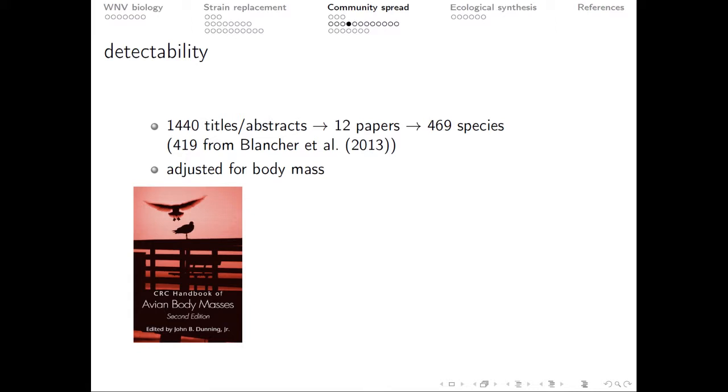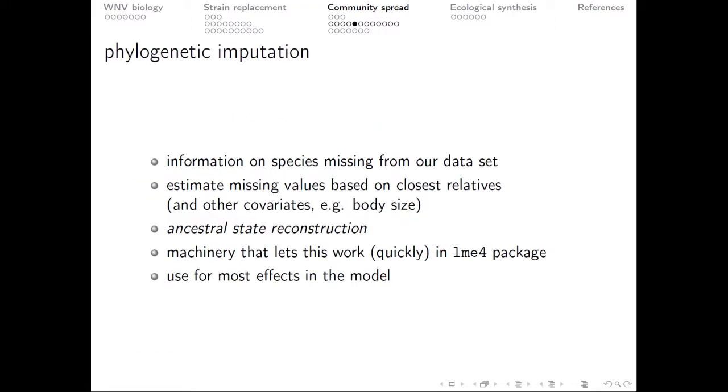We're also going to do something really slick to get the detectability for the other 200 species. But in order to do that, we also want to correct for body mass. So, you know, ostriches are more detectable than warblers, presumably. Again, amazingly, somebody published the CRC Handbook of Avian Body Masses, which also has a CD-ROM in the back, so you don't have to type the whole thing in yourself. Most of this is really hard work and thinking about how you put all the pieces together.